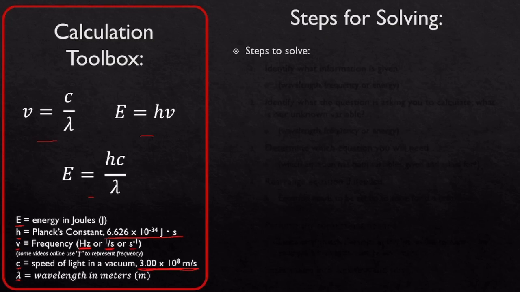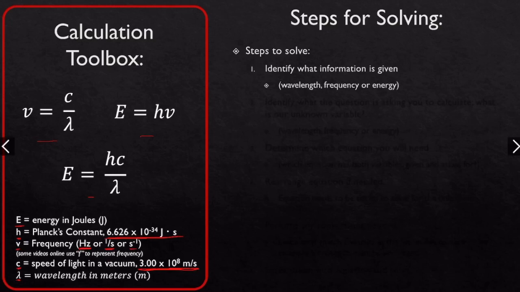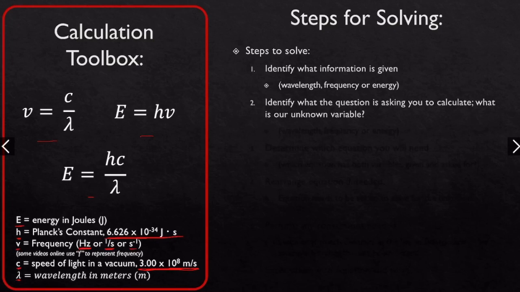So the first step is you want to identify the information that's being given to you in the problem. This could be wavelength, frequency, or energy. You could be given any one of those pieces of information. And then you want to identify what the question's asking you to calculate. Is it asking you to calculate wavelength, frequency, or energy? Right? So you'll be given one of these 3 variables, and you'll be asked to calculate one of the other 2 variables that's remaining.